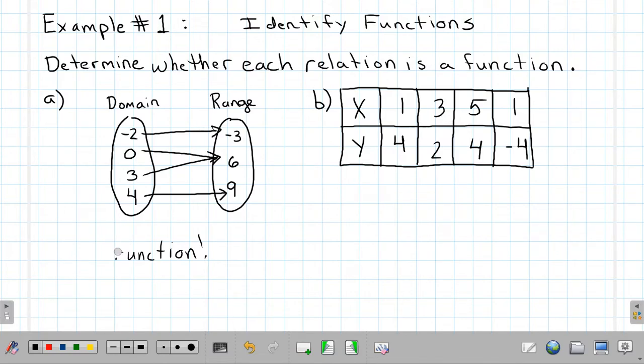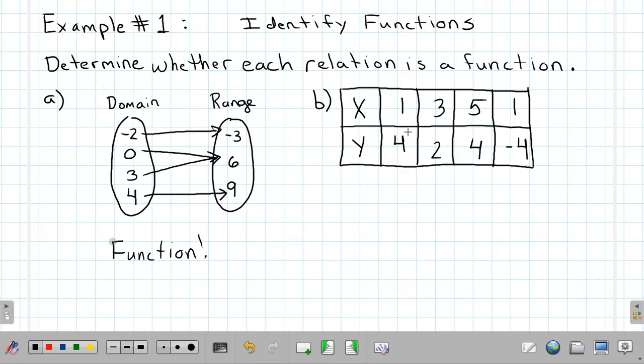Let me fix that f a little bit. That looks a little weird. Okay, so it is a function. Why is it a function? Same as what we just talked about with those other two mappings. Every single x value is paired with exactly one y value. Another way to think about it is there are not two lines or two ordered pairs with the same x coordinate. So none of the x's repeat.